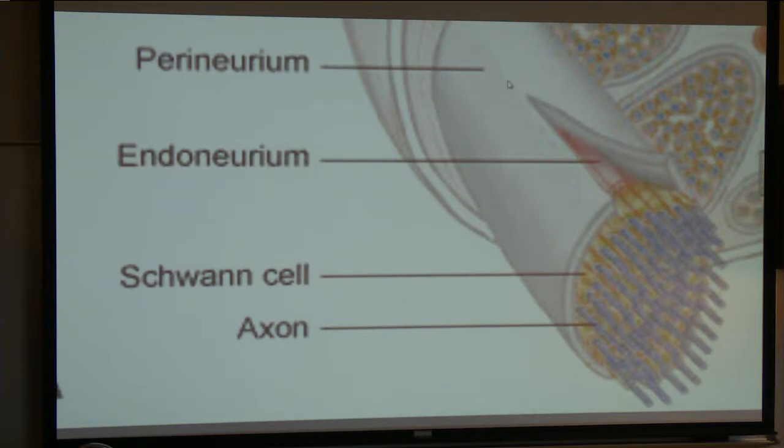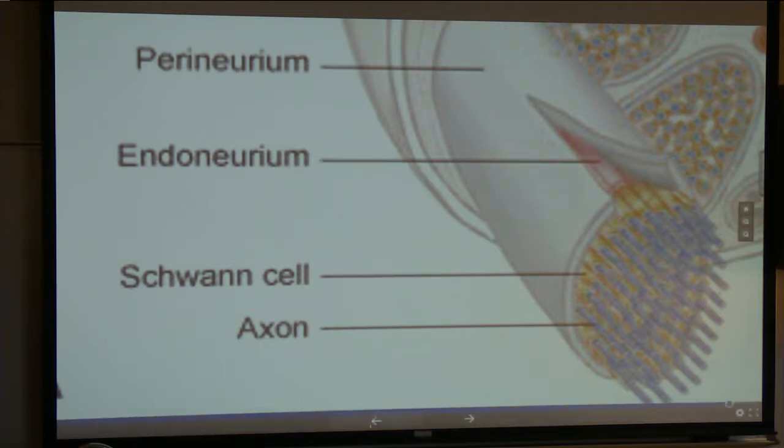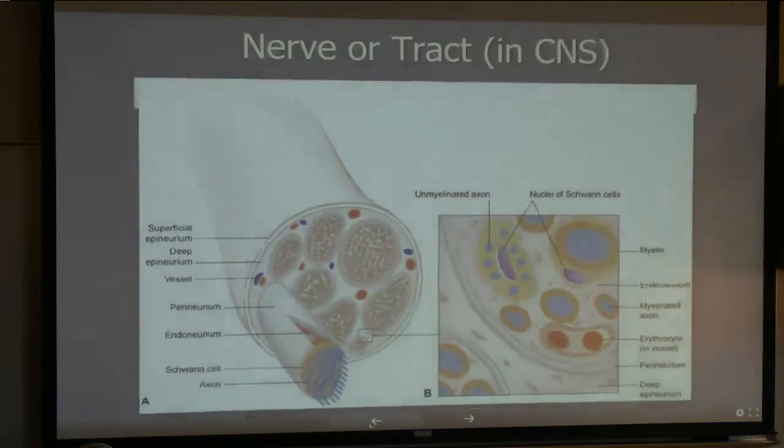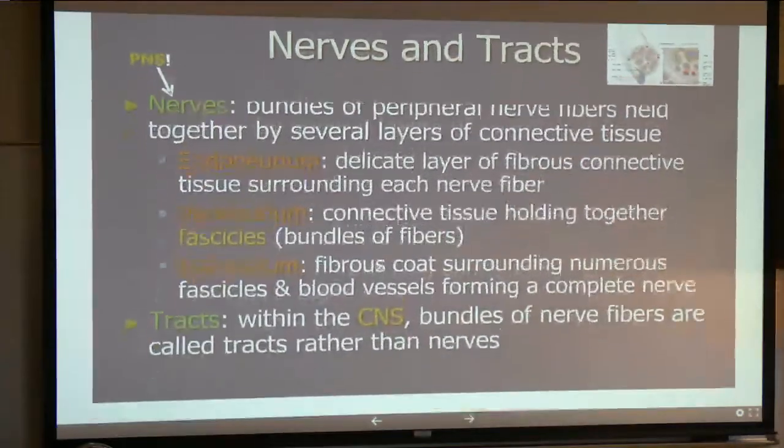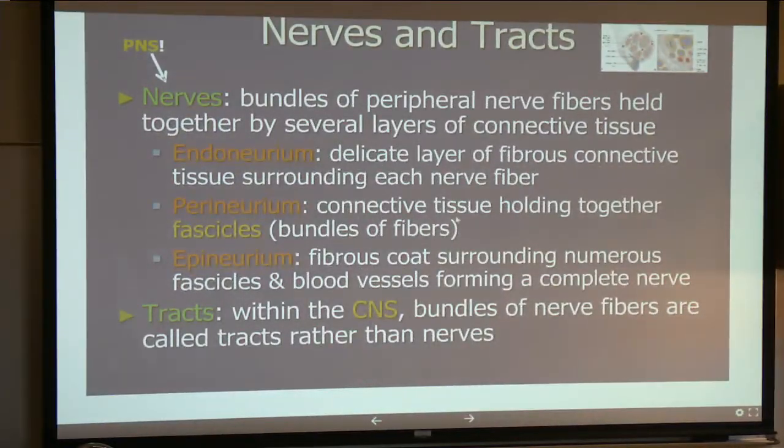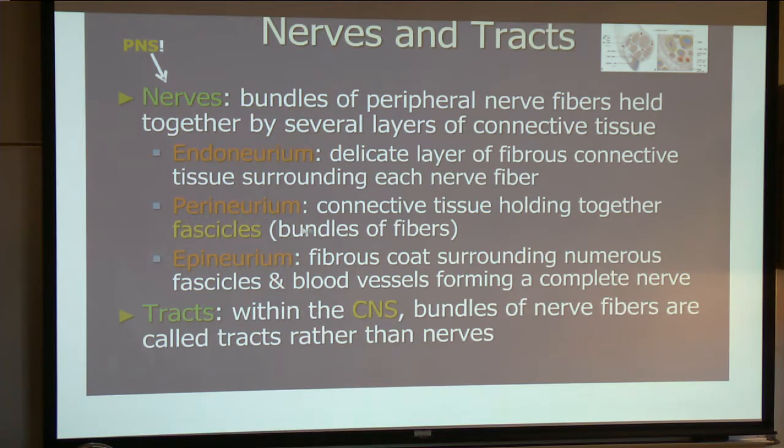So here's the perineurium, this gray color right here, and that surrounds this fascicle or this bundle of nerve fibers. And we can see that if we go back here. Okay, so the perineurium, that's going to hold together a fascicle, which is a bundle of fibers. And again, each fiber right here is covered with endoneurium.